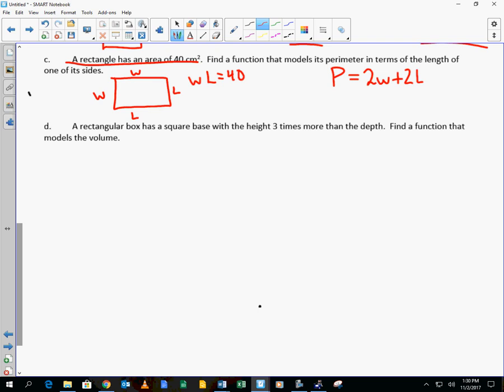I want to get rid of a variable, so I should solve for either one. Let's solve for W this time. Dividing both sides by L, I get width is equal to 40 over L. So now it's perimeter in terms of what variable? L. And that would be equal to, what is 2 times 40 over L? 80 over L plus 2L.